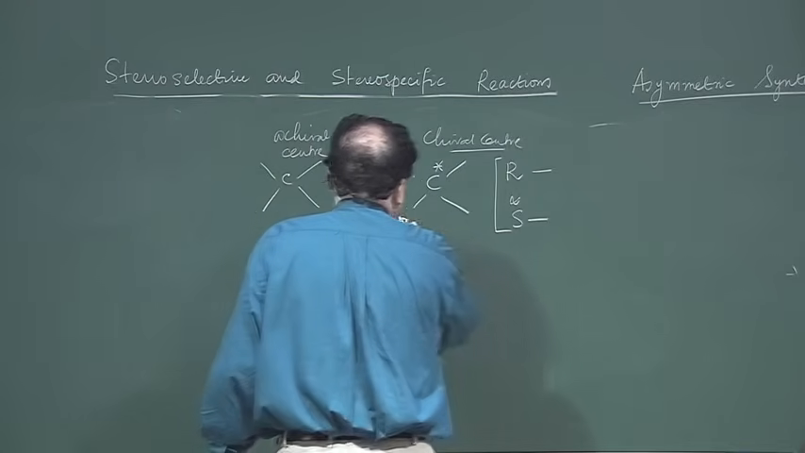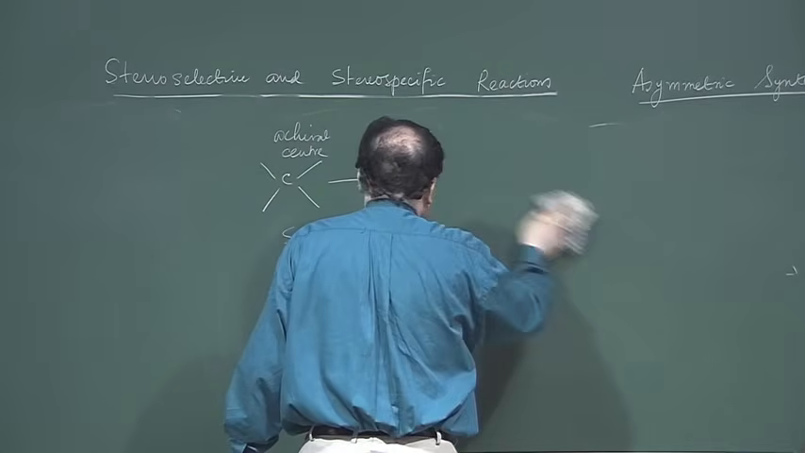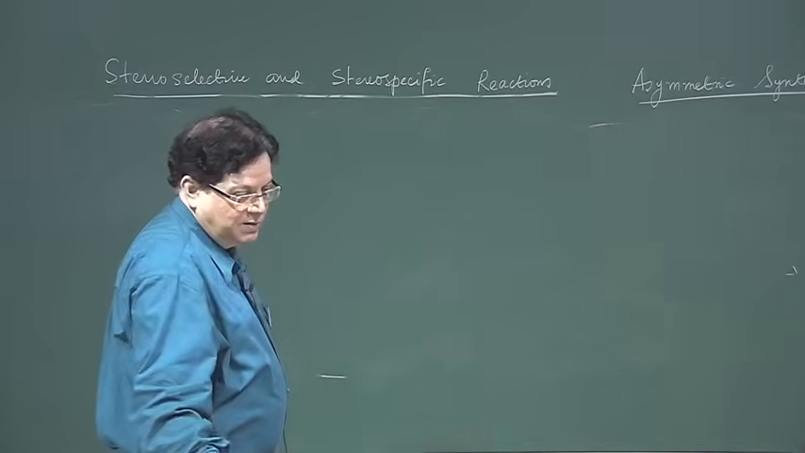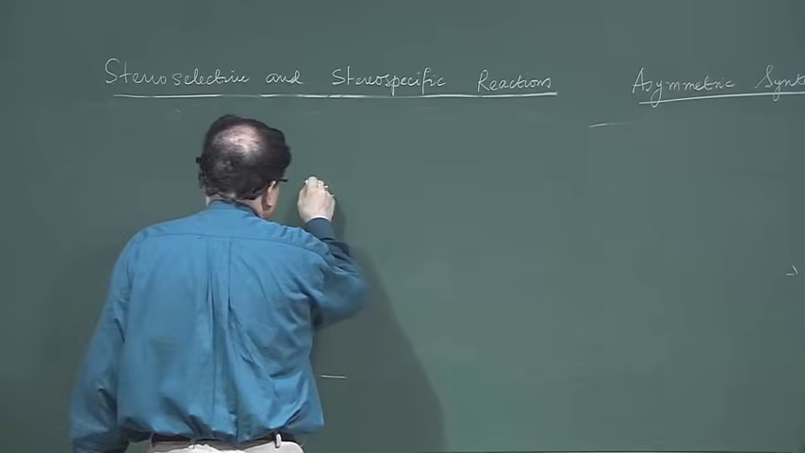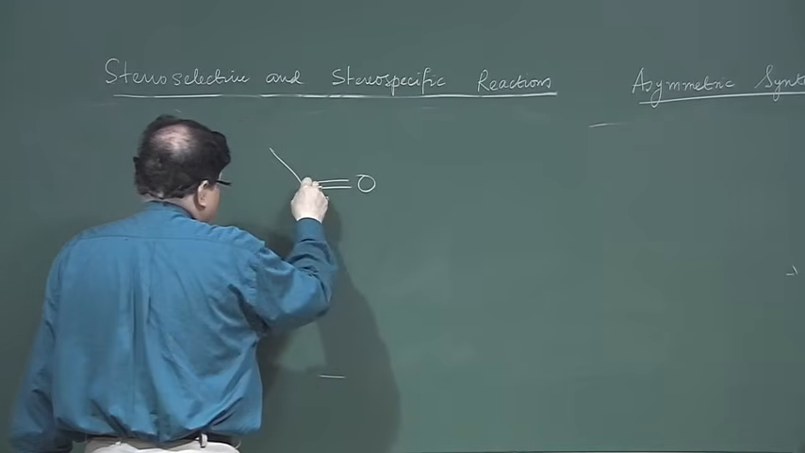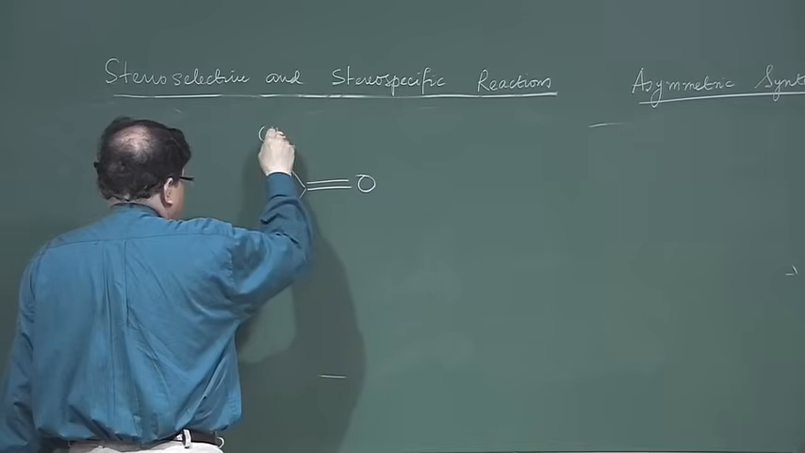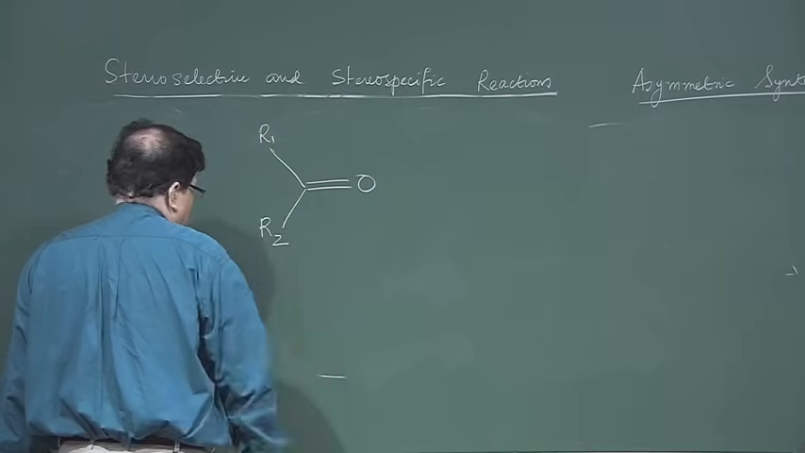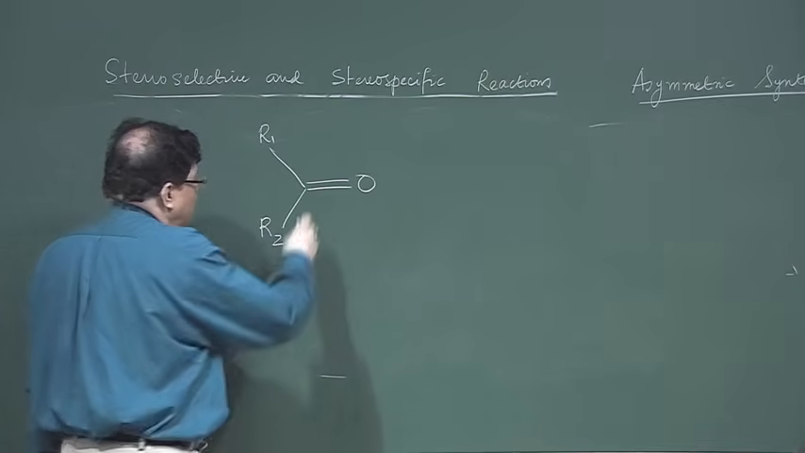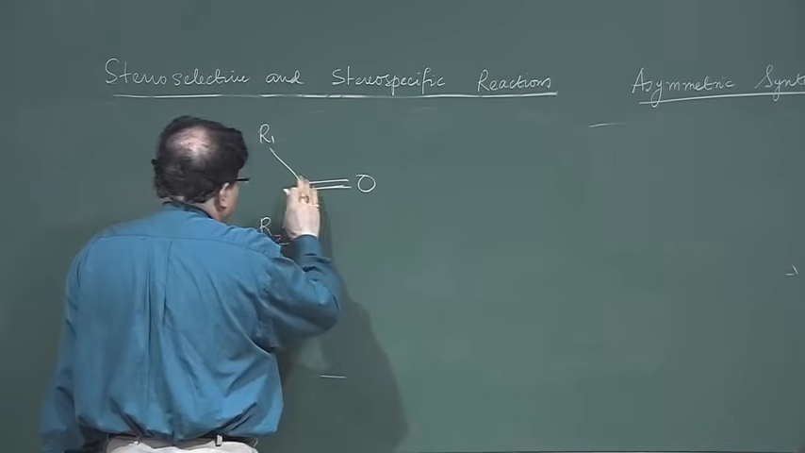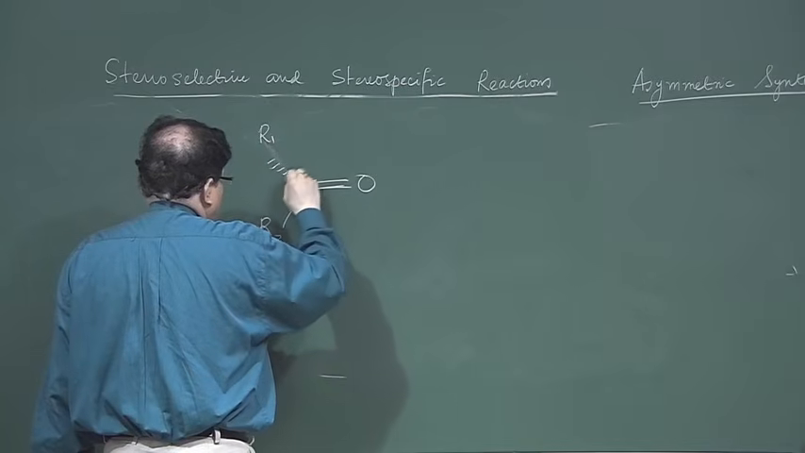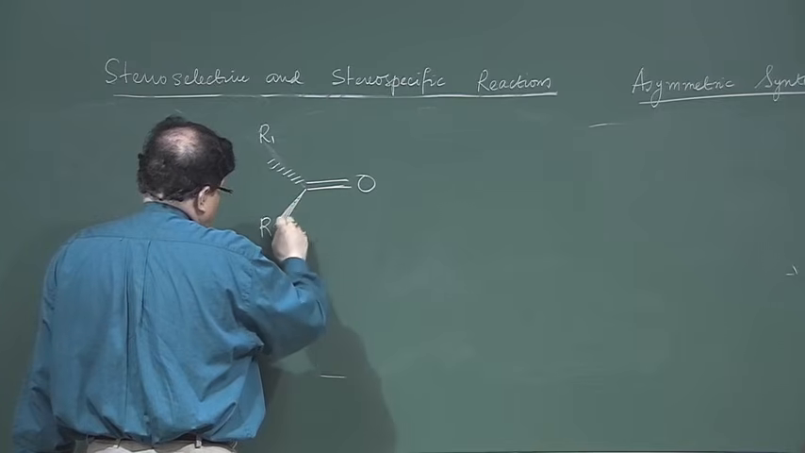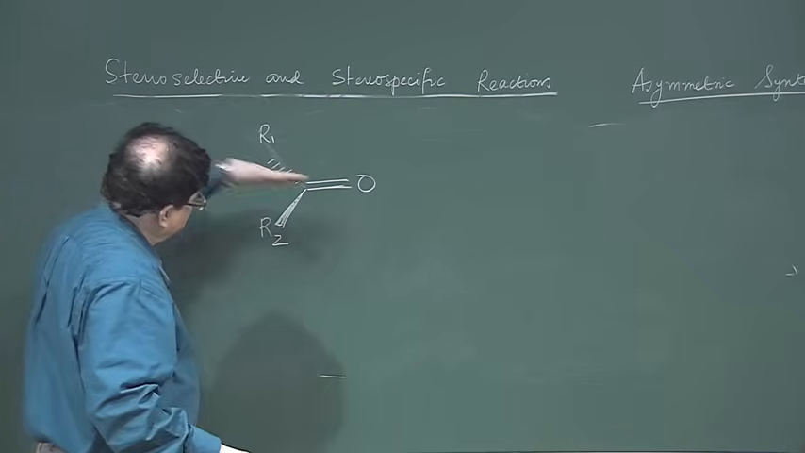Now, the question is, how can we achieve this type of asymmetric synthesis? Suppose I take a carbonyl compound. Suppose these two groups are different, R1 and R2. Now, I have told you earlier that whenever you have this, the better way is to write that the carbon is in the plane of the board, then these two carbons, one will be, so this is vertically placed.